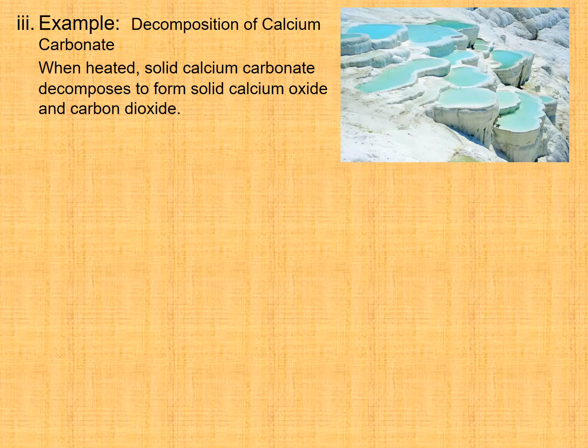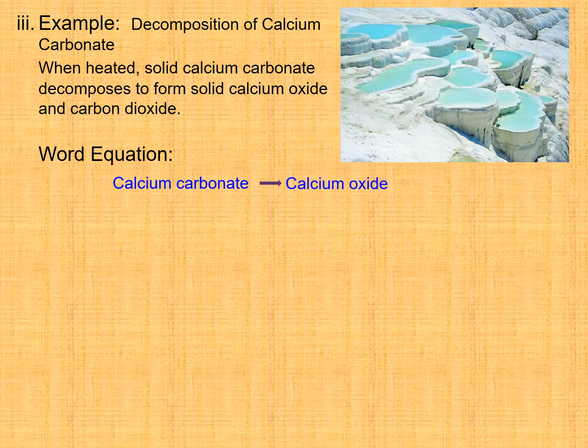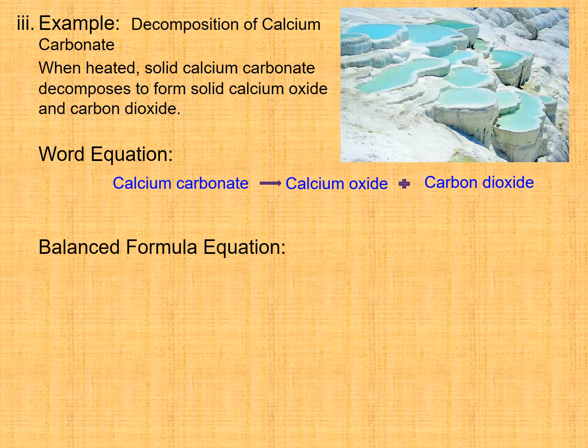So again, we'll return to an example that we discussed in the previous lesson, the decomposition of calcium carbonate. In this example, we see that calcium carbonate, a single compound, breaks apart or decomposes into two simpler substances. In this case, two compounds, calcium oxide and carbon dioxide. Let's take a look at the formula equation here.